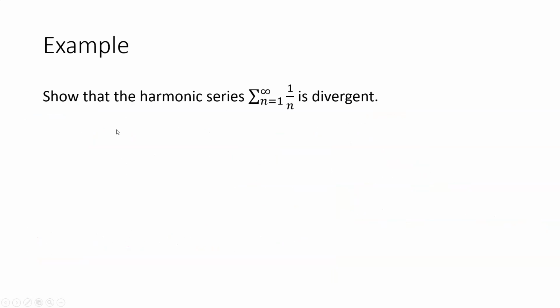In this example, we want to show that the harmonic series is divergent. So the harmonic series is this specific series, 1 over n. Notice that it's just summing up fractions, 1 plus 1/2 plus 1/3 plus 1/4, and so on. To show that it's divergent, what we can try and do is come up with a way to show that the partial sums are going to go to infinity.